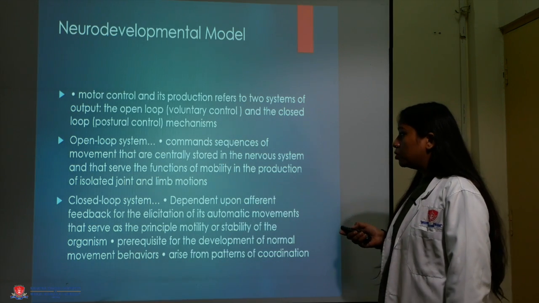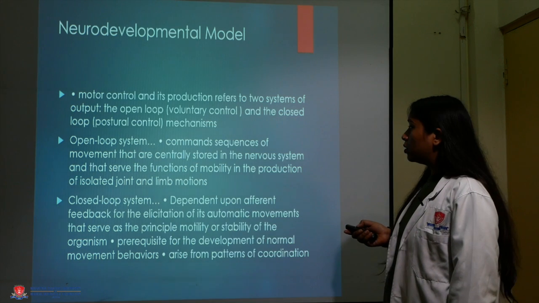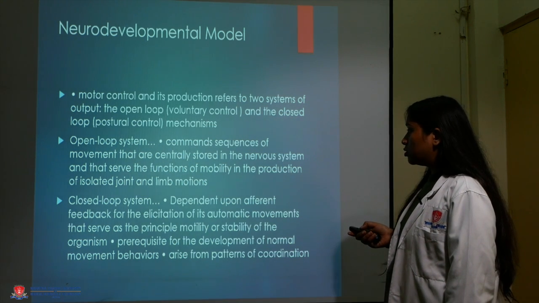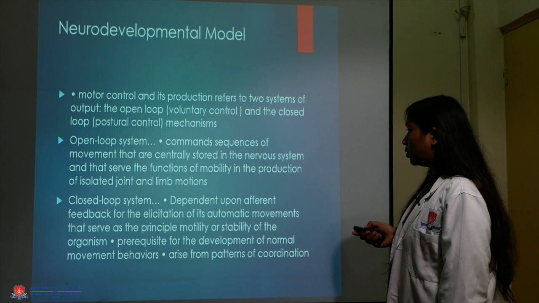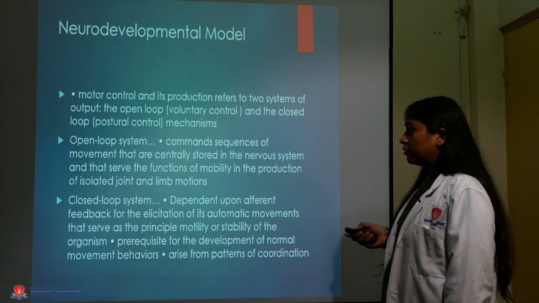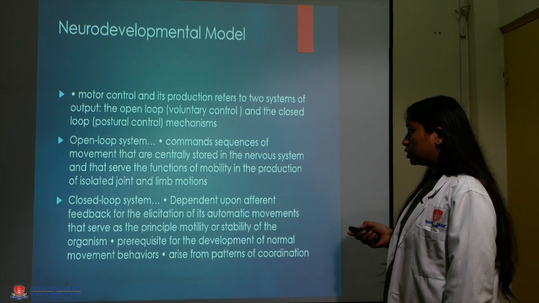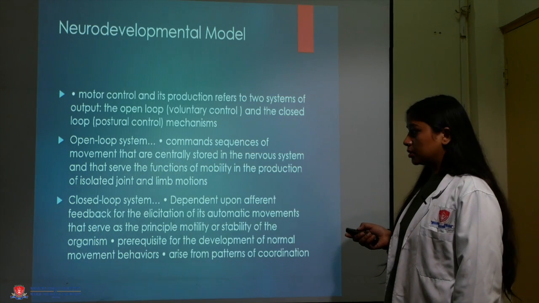So what is the open loop system? That is voluntary control. It commands sequences of movement that are centrally stored in the nervous system and that serve the function of mobility in the production of isolated joint and limb motions.